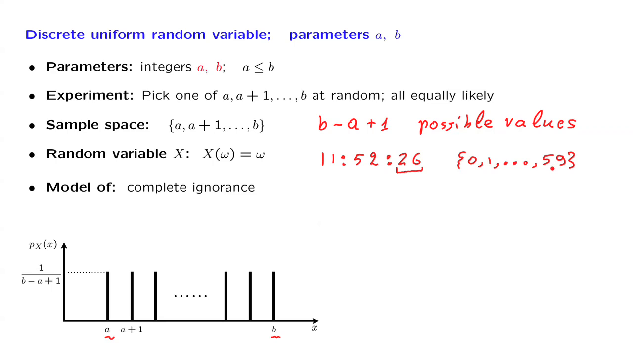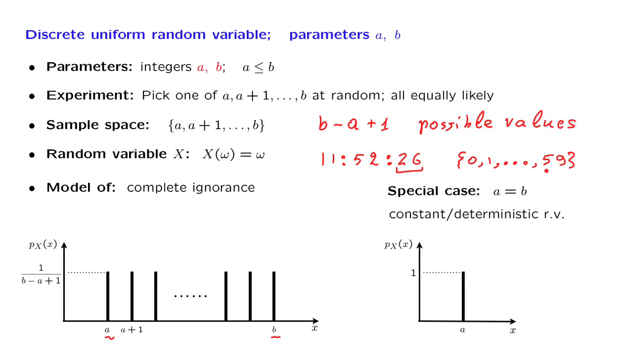One final comment. Let us look at a special case where the beginning and the end point of the range of possible values is the same, which means that our random variable can only take one value, namely that particular number a. In that case, the random variable that we're dealing with is really a constant. It doesn't have any randomness. It is a deterministic random variable that takes the particular value of a with probability equal to 1.